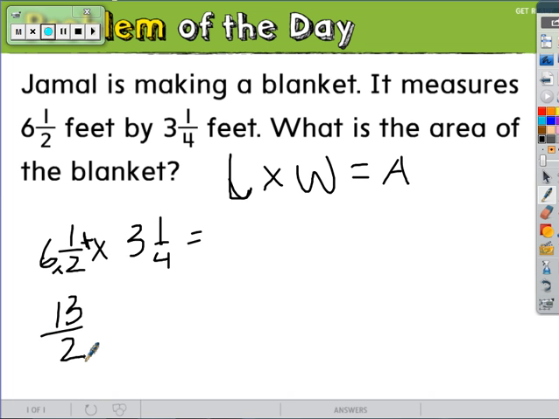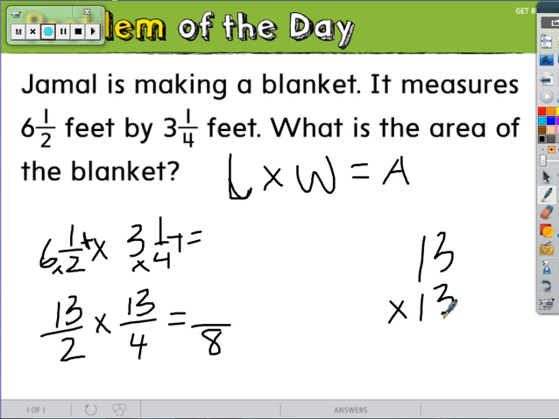So, the denominator stays the same. Then we have to do the next one. 3 times 4 is? Plus 1 is? 13 over 4. Now, my denominators are easy to multiply. 2 times 4 is? 8. But my numerators, on the other hand, are kind of big, right? So let's make sure we take the time to work them out separately.